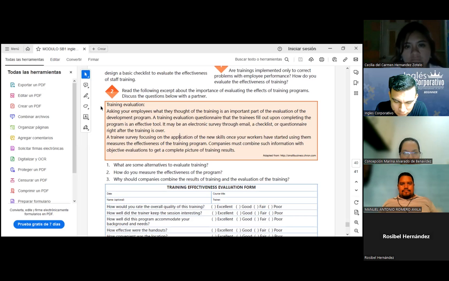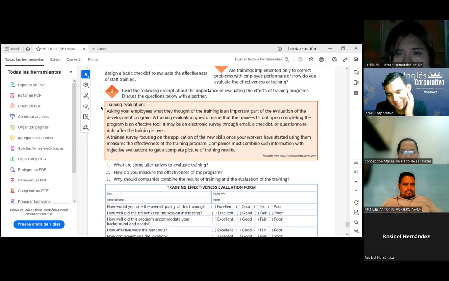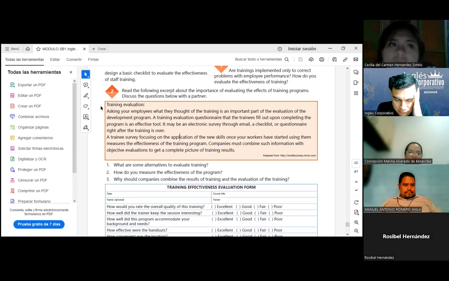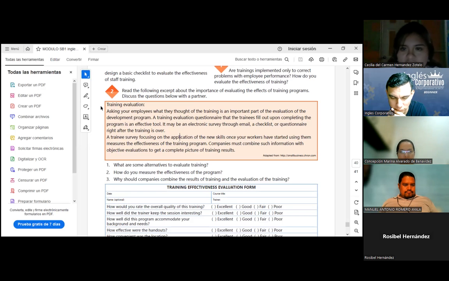Asking your employees. Asking. No, ¿verdad? No. It may be an electronic survey. ¿Cuál? Checklist or questionnaire. Ah, okay. Entonces sería a checklist. Desde it may be. Encuesta electrónica por correo, una lista de verificación o un cuestionario. Desde it may. No, eso ya sería la otra.